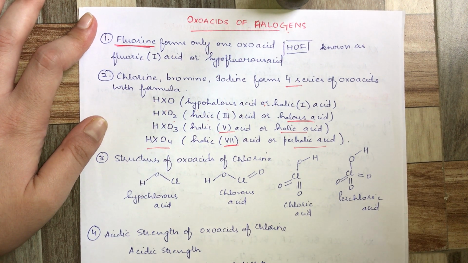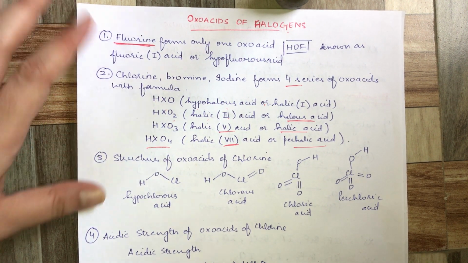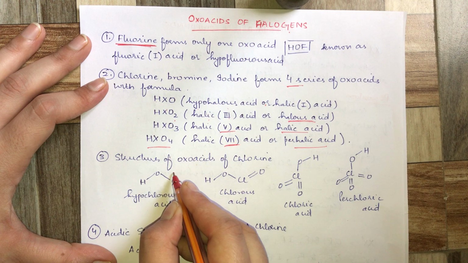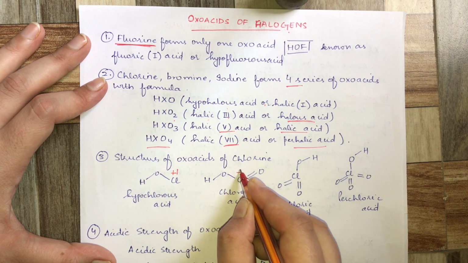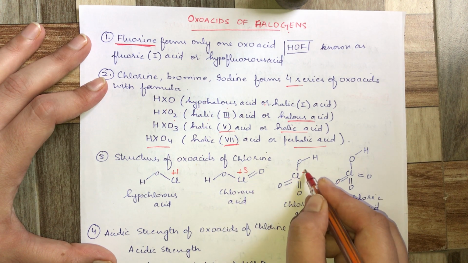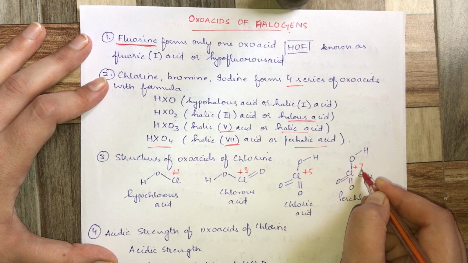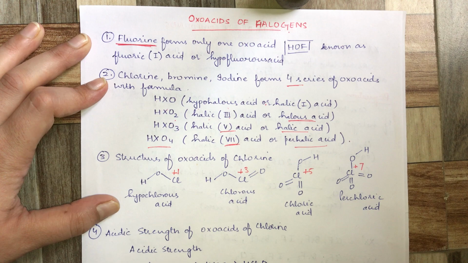If we talk about these oxo acids of chlorine, in hypochlorous acid, chlorine has +1 oxidation state, here it has +3 oxidation state, then +5 and +7 oxidation state.